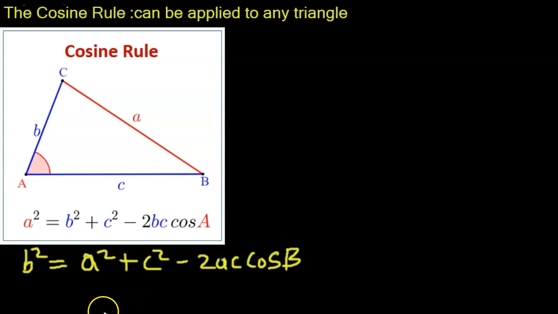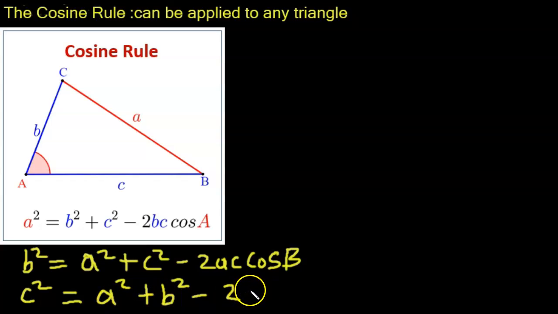Let me write the rule another way. This time I'll begin with side c. So square it, so c square is equal to the sum of the other two sides square, which is a square plus b square, minus 2 times the product of these same two sides, a and b, cos the angle opposite to c, which is this angle. Or you could say cos the angle formed by a and b.